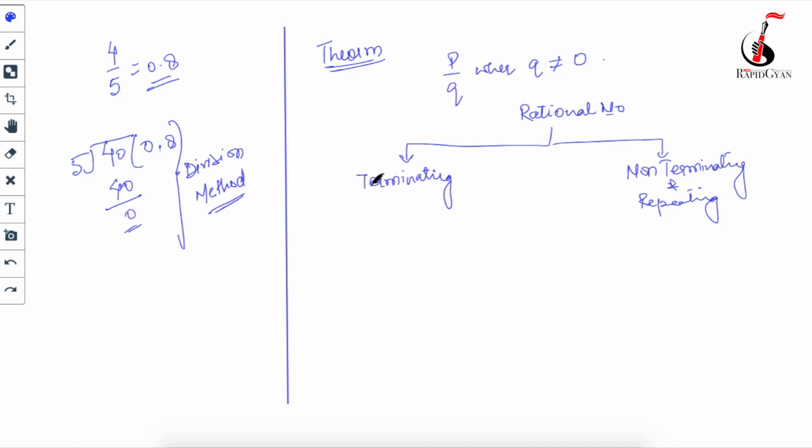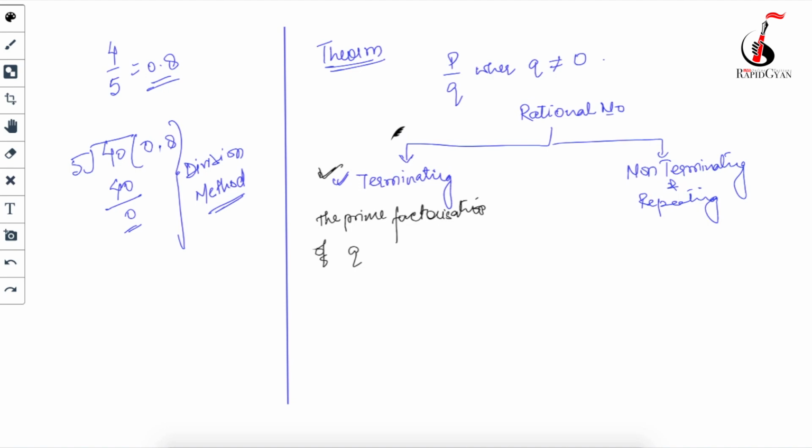Now, in case of terminating rational numbers, what we will do is look at the prime factorization of q.